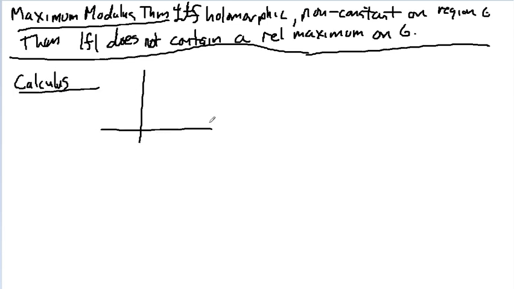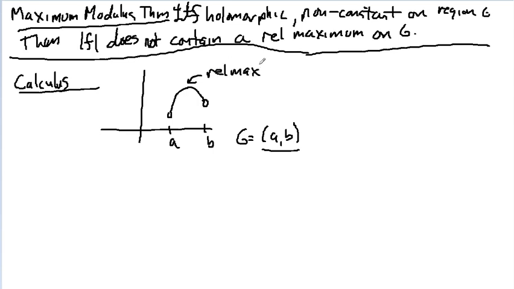So basically, if I have some sort of open interval, AB, and I have some sort of function f, what this would say, if it were true in calculus, which it isn't, is that as long as you're differentiable and non-constant on region G, in our case G equal to the interval AB, the function cannot contain a relative maximum on G. In other words, you couldn't have the graph of a function look like this, because this would be a relative maximum. This is a little weird, right? I mean, we're saying that this is impossible. Something like this is impossible in complex analysis.